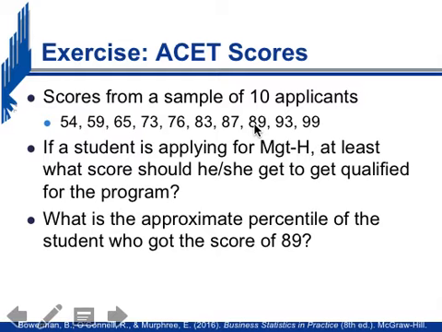And you can verify that when you compute for the 75th percentile. That's 75 over 100 times 10. It will give you an index of 7.5. And according to the rule, you have to round it up to 8. And the number at the 8th position is, again, 89.